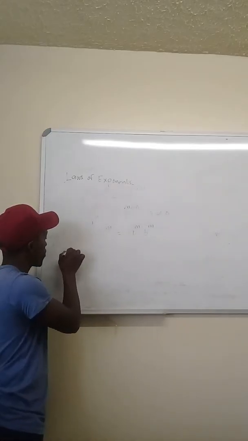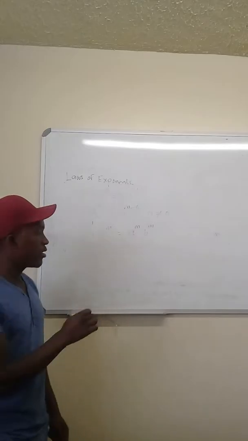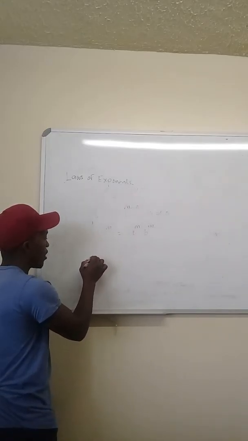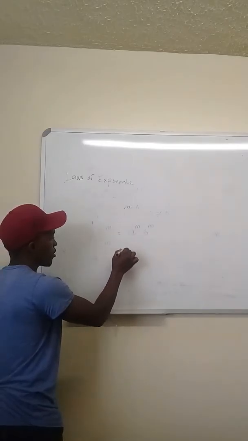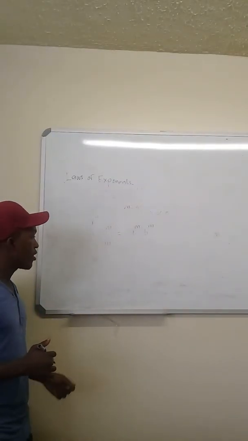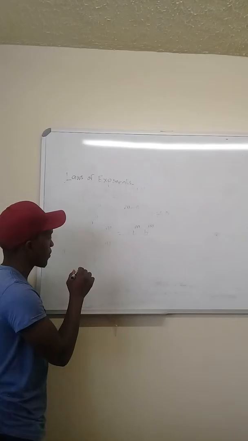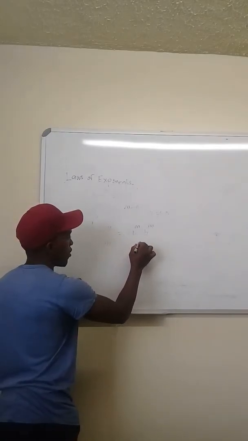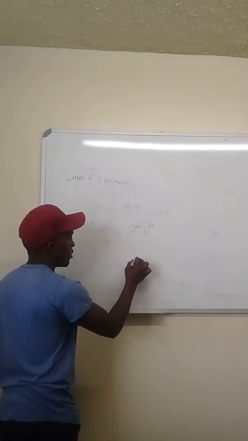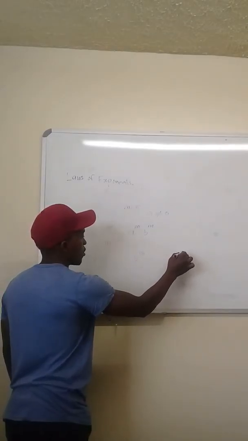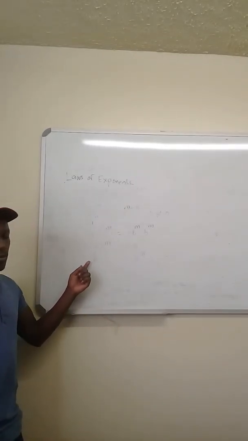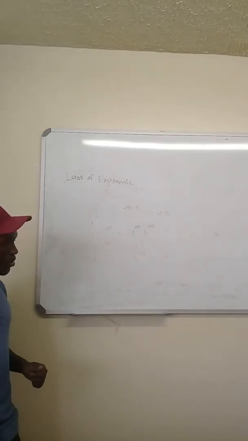And then we have the fourth law, which says that if you have a divided by b and the exponent m is also outside the bracket, this will give you a to the power m divided by b to the power m, provided that b is not equal to 0. This b is a denominator, so it must not be equal to 0.